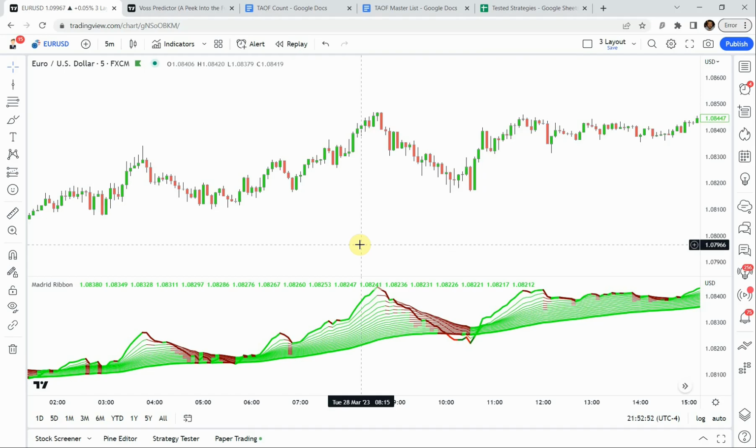Today we will be testing another top 5 Tradingview indicator.